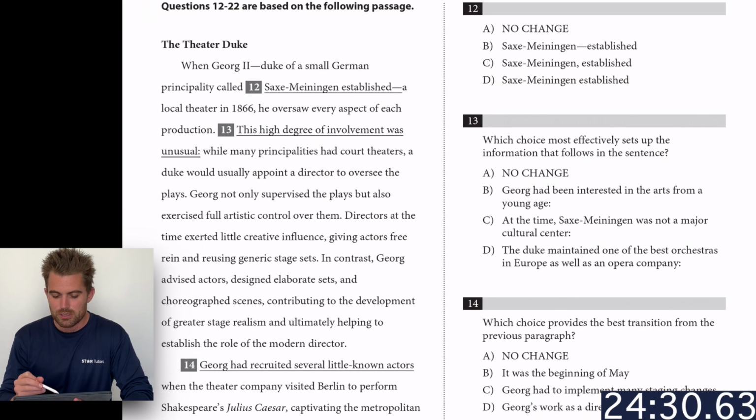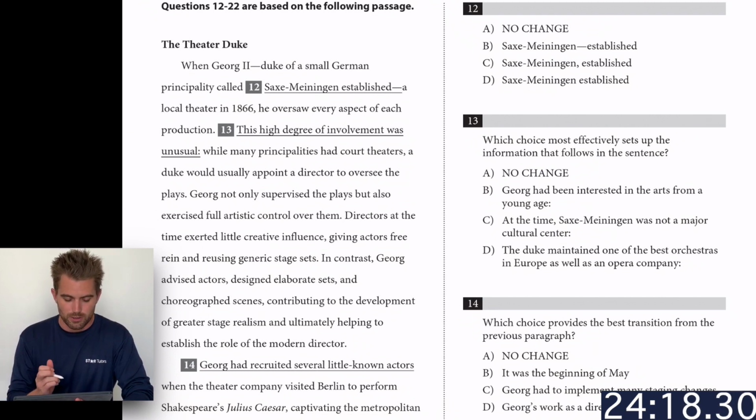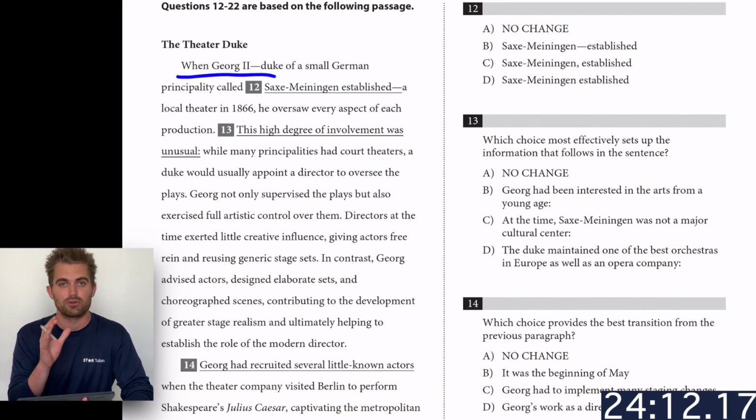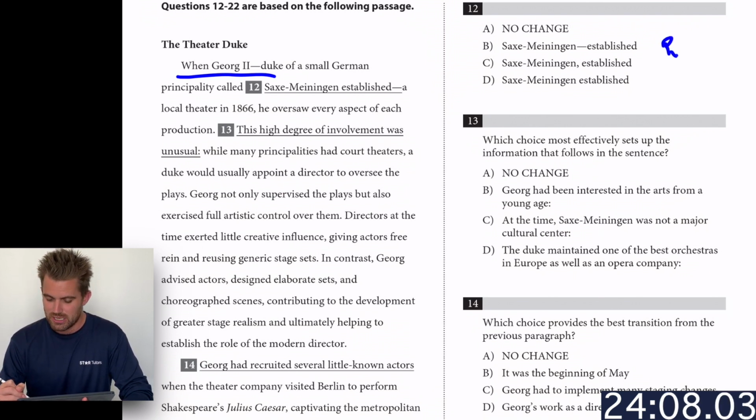The key is that we know our grammar rules so well that when we get into questions like number 12, we can fly through these. Obviously, I'm not doing a great job of that speaking to the camera, but we can fly through these because we know them so definitively. We know the rule. Look out for this, guys. When George II, colon: if a colon is not underlined earlier in the sentence, 99% of the time there's going to be a punctuation question, just like this one, that also deals with the colon.